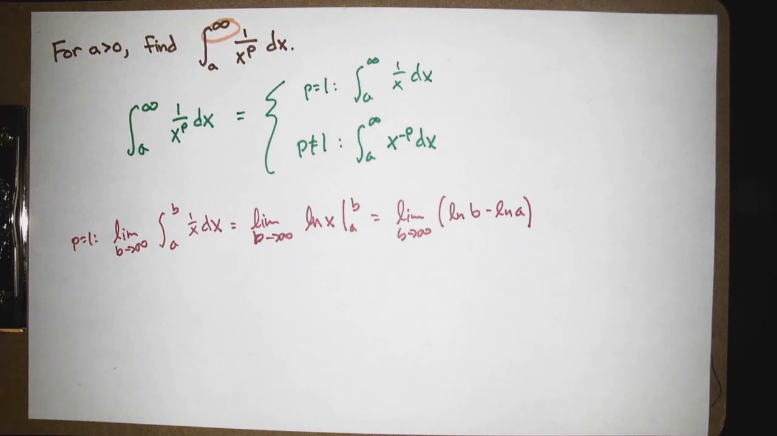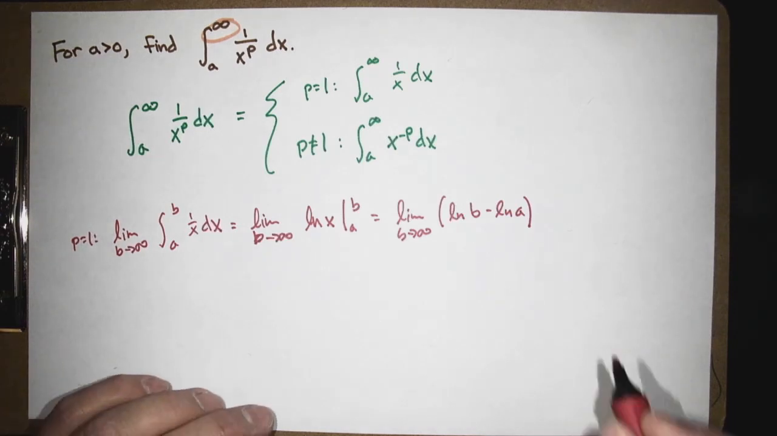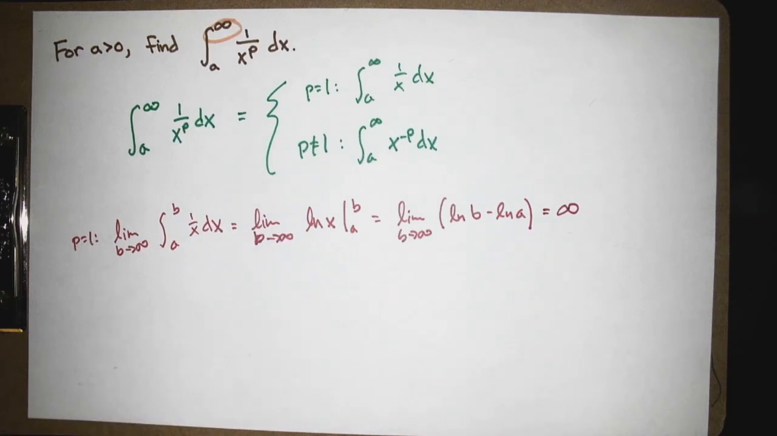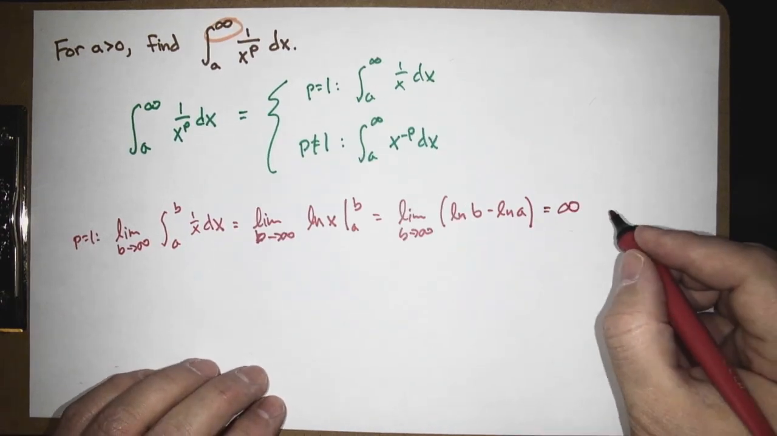It goes to infinity. It takes its time. It's kicking and screaming, I don't want to go to infinity. But it gets there. It gets there super slowly, but it gets there. So this heads off to infinity. So it's diverging. All right. So p equals 1 is bad.